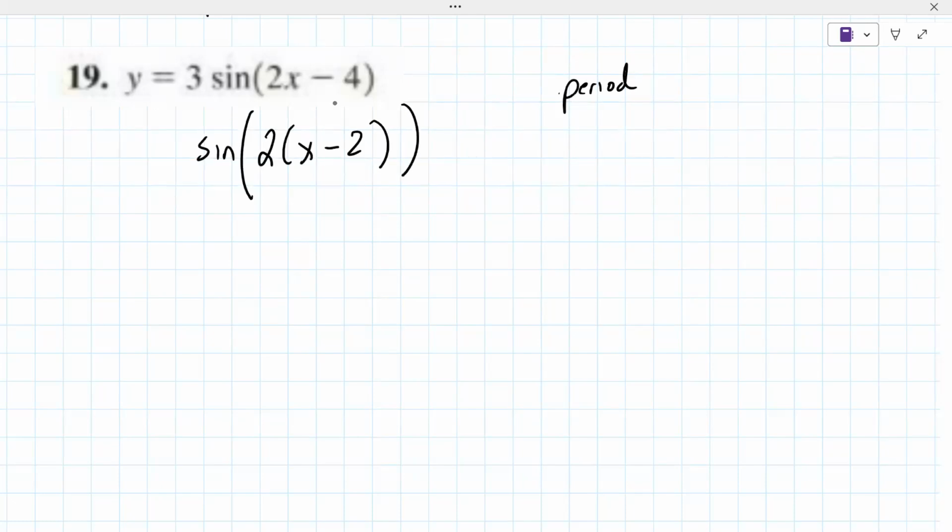Did you guys talk about that in class? Yes, no, maybe. Kind of. Okay. So one of the always practice factor problems. Whatever's in front of x, you always factor out. Then we'll get to some more complicated ones.